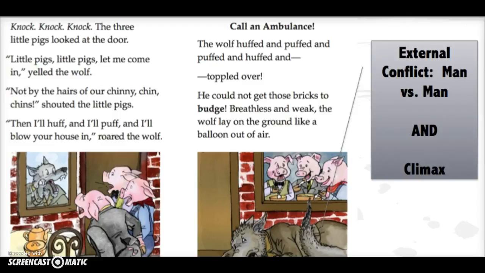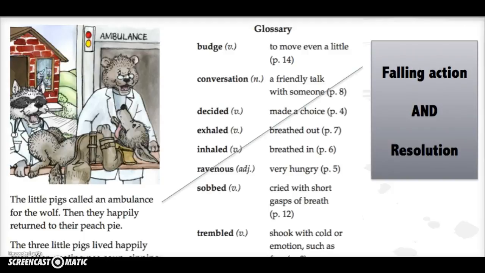This is the climax of the story because you can't wait to see what's going to happen next. So he huffs and he puffs and he blows the house and nothing happens, right? Except for the wolf topples over. So we still have man versus man. We still have that external conflict. But we also have the climax because this is like the most important part. And the pigs end up beating out the wolf in this story. They're like, yeah. So then at the end of the story, we've got the falling action, the things that happen right after the climax, and we have the resolution, the three little pigs live happily ever after. Okay?